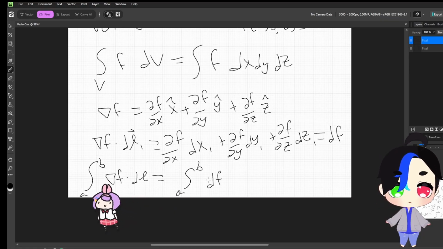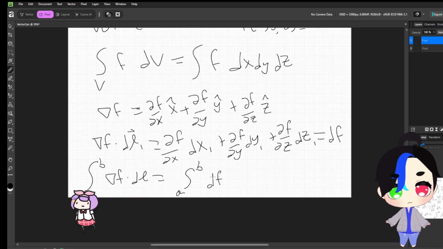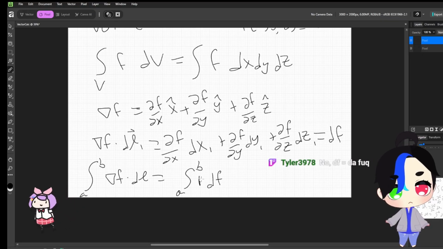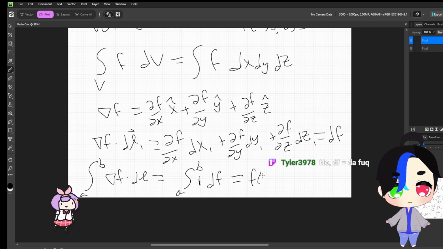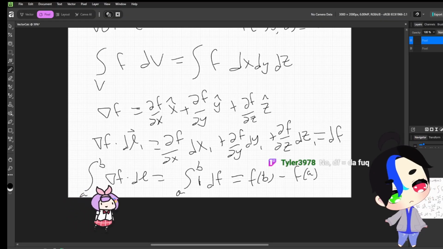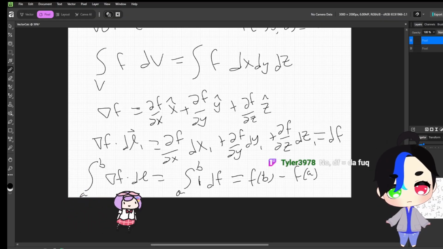So, the one bit of integral math I will teach you is this is basically the integral of 1 df. Well, the integral of a constant is just the variable. So this would end up equaling f defined at point B minus f defined at point A. Ah, okay, good.